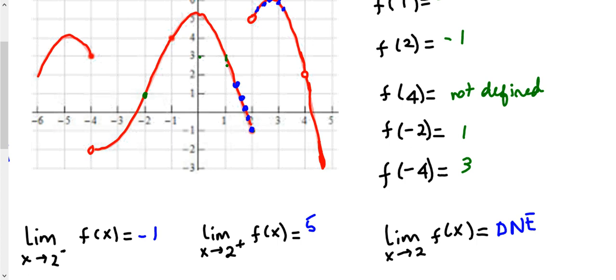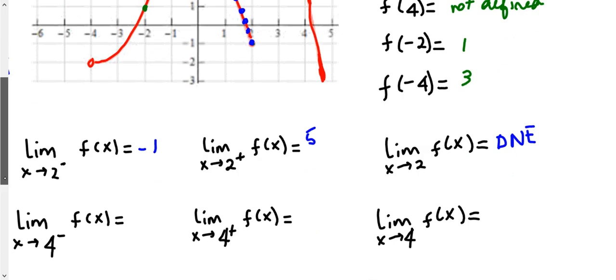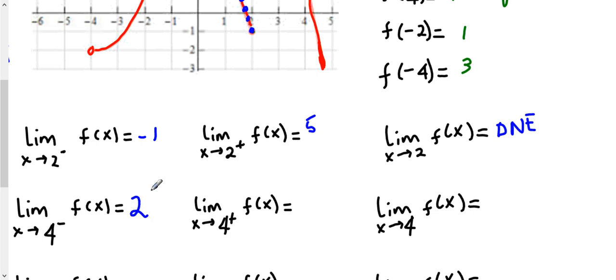So as x approaches 4 from the left-hand side, we follow the path of the curve and pay attention to what's happening to the y-coordinates as we approach x equals 4 along the curve. The y-coordinates are going to approach the y-coordinate of this point, which happens to be 2. So approaching from the left, we get a limit of 2.